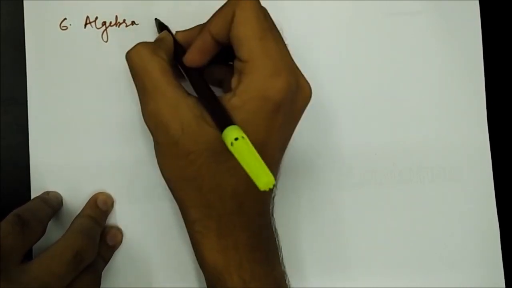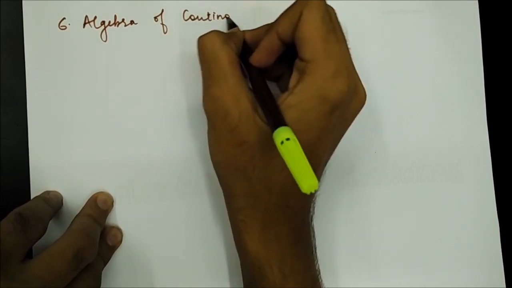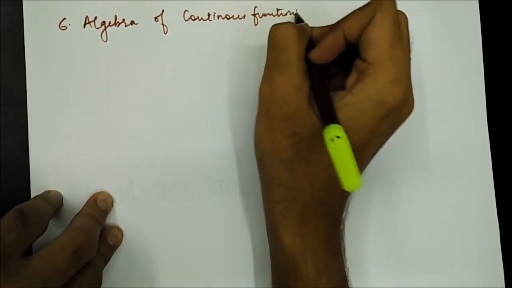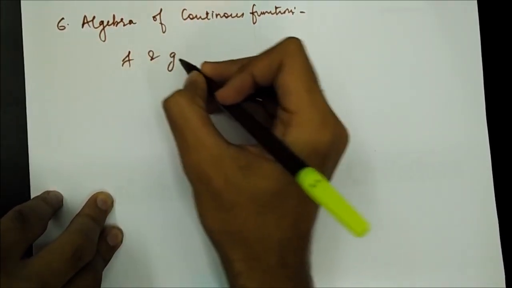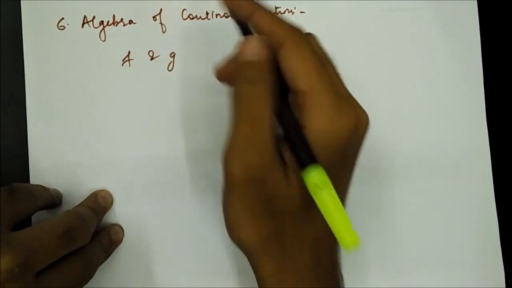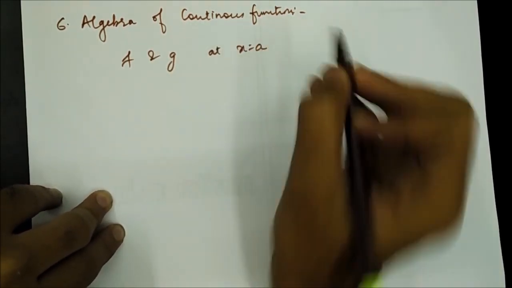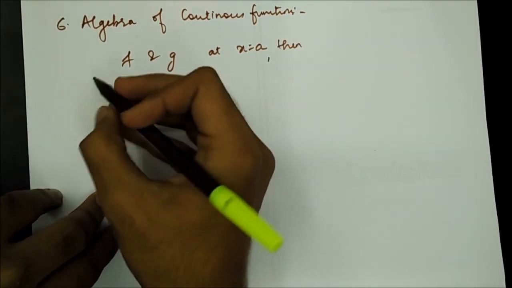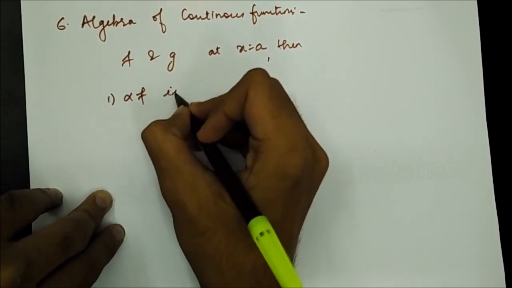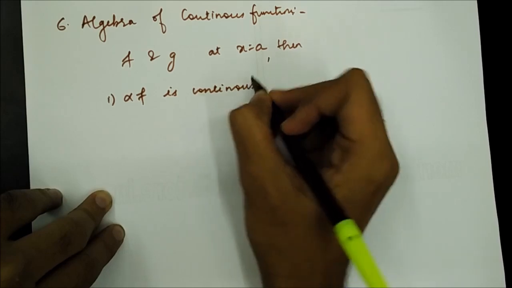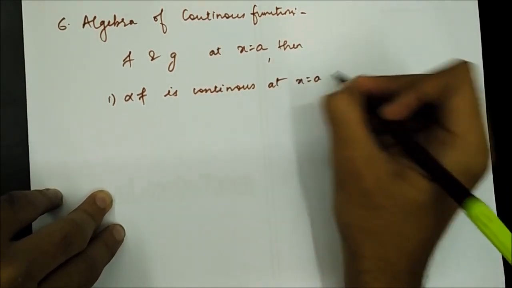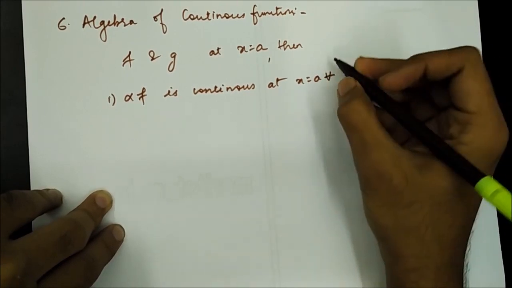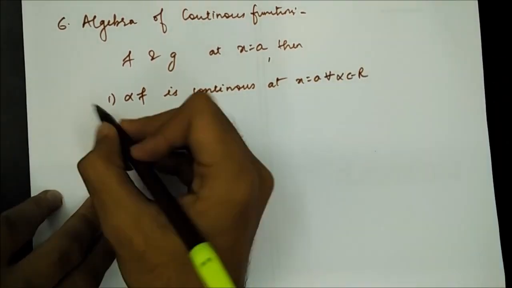So the next part we'll see is algebra of continuous functions. The sixth part is algebra of continuous functions. If f and g are two continuous functions at point x is equal to a, then alpha f is continuous at x is equal to a, where alpha belongs to R.